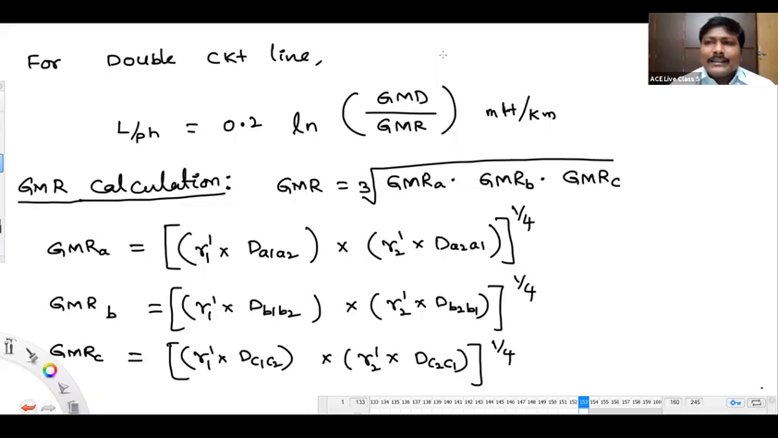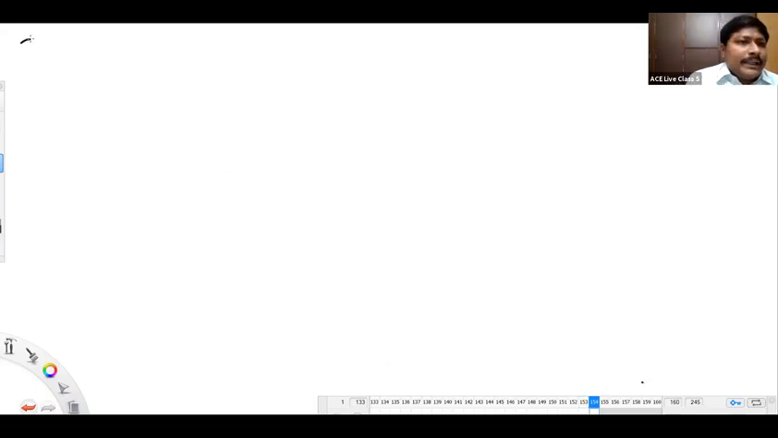We are showing the conductors on the same tower, not tower to tower. Okay, let's think about the GMD calculation quickly.